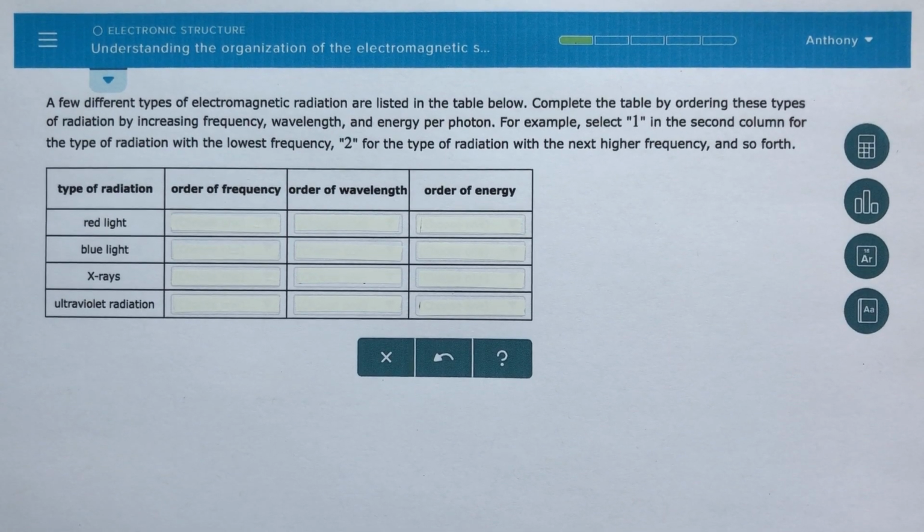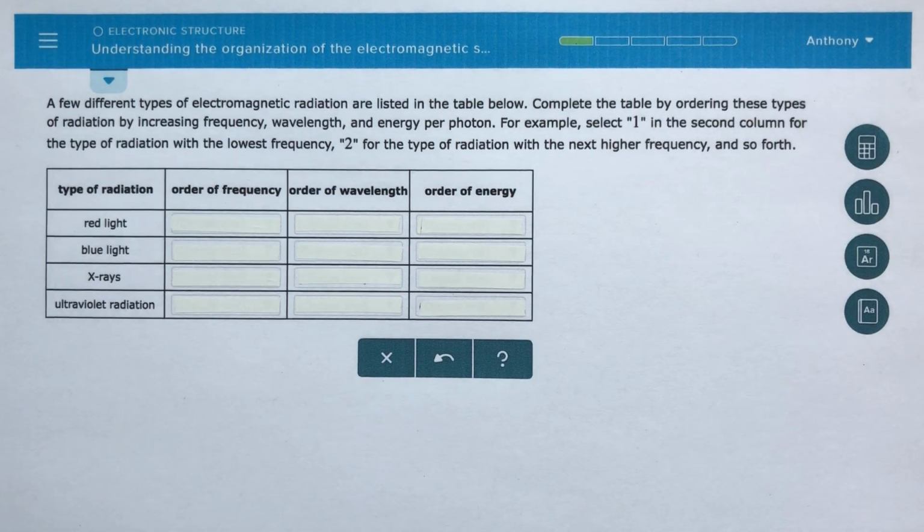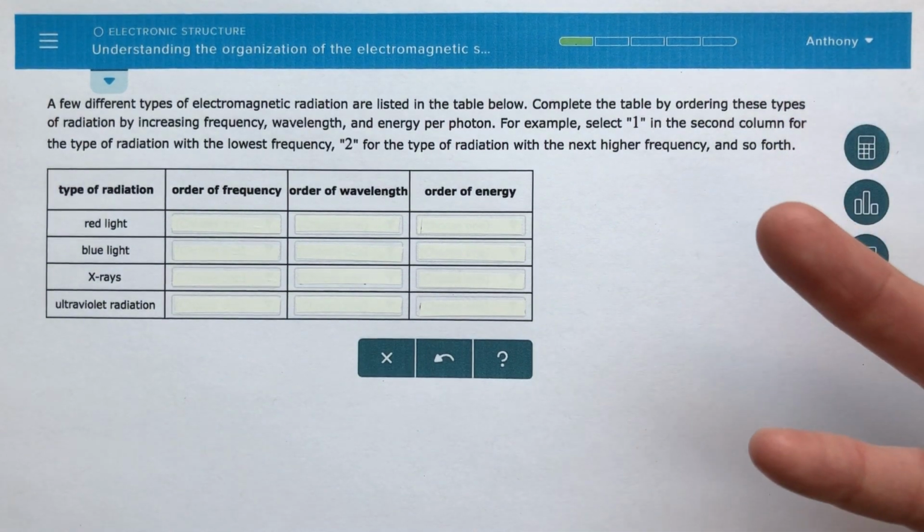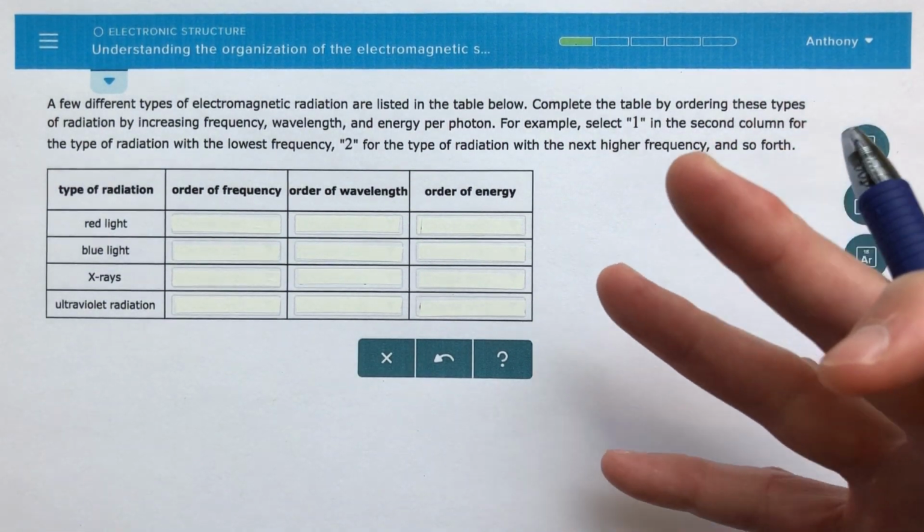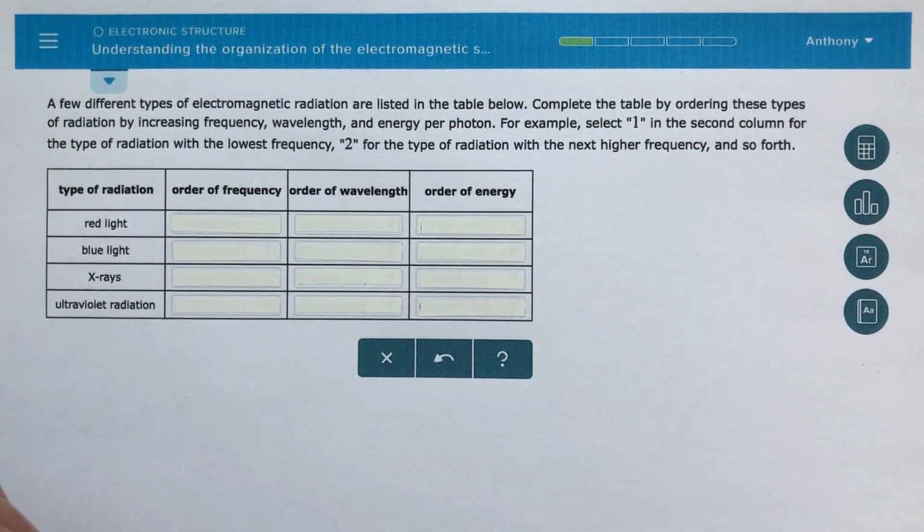So here we've got another ALEKS topic. It's called Understanding the Organization of the Electromagnetic Spectrum. I think this is a really nice topic just to get us familiar with the electromagnetic spectrum and sort of relate some of the different properties of those photons.